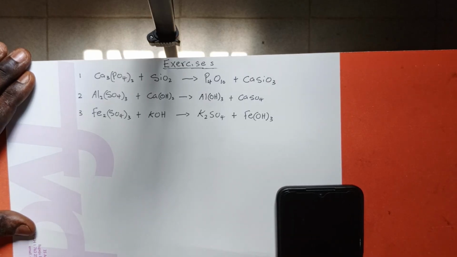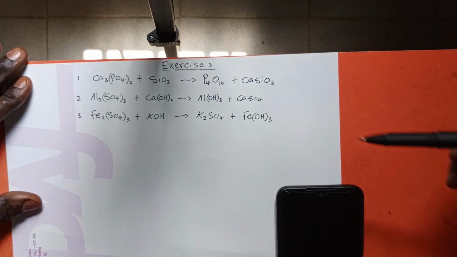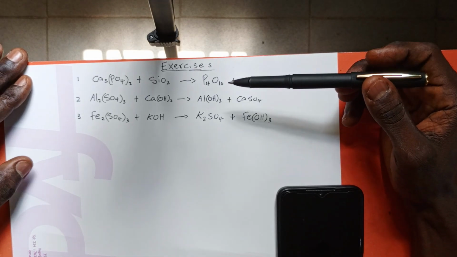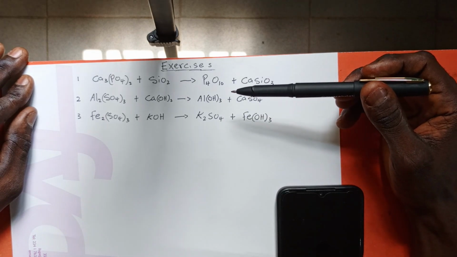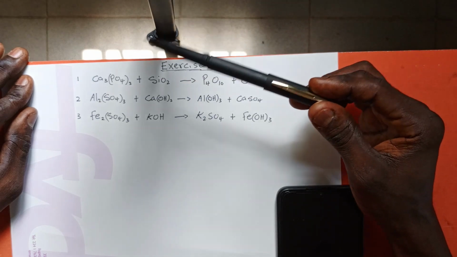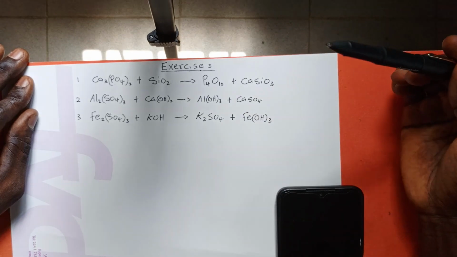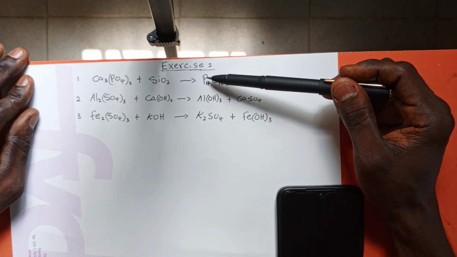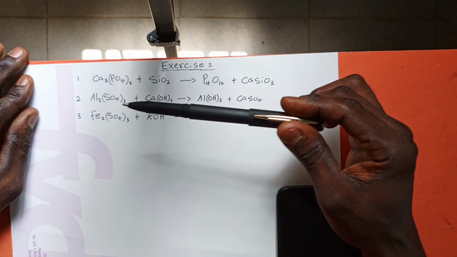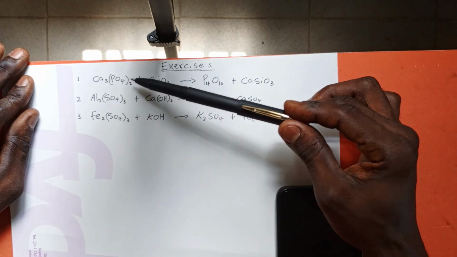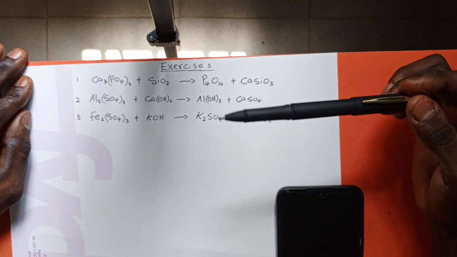Okay, let's go through the following exercises to see what we've done so far. So these are equations. I would like you to take your time, balance these equations using the last method we just considered. This is the equation between calcium phosphate reacting with silicon 4 oxide to give you phosphorus 5 oxide and calcium silicate. Yeah? So just check out all these equations here, balance them using the method we just discussed.